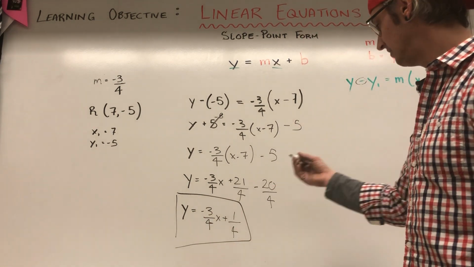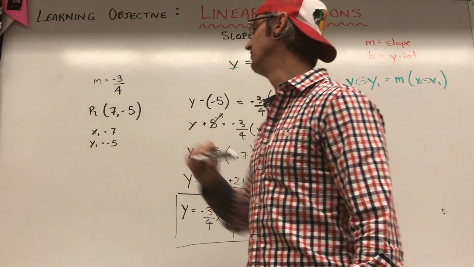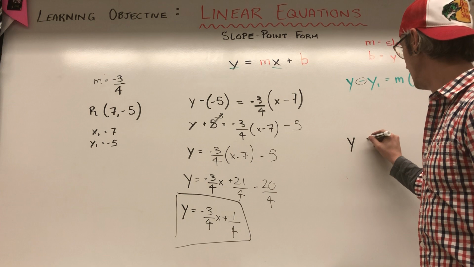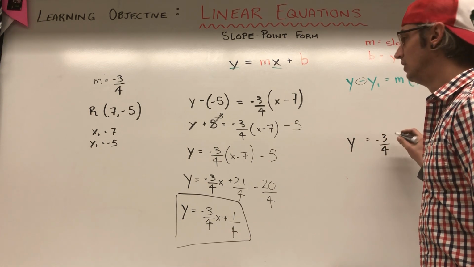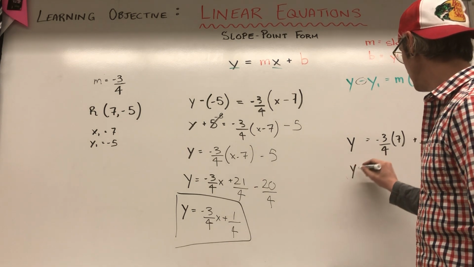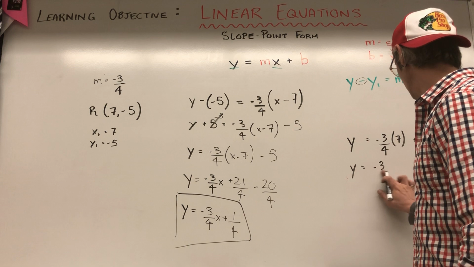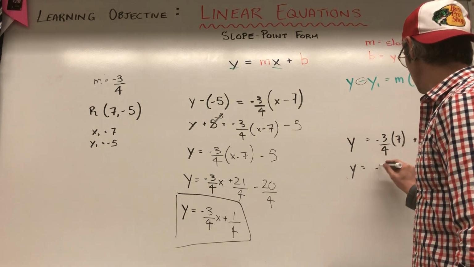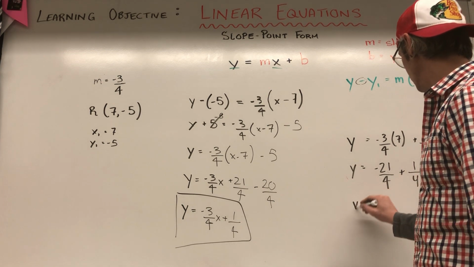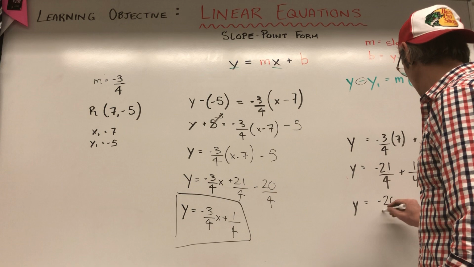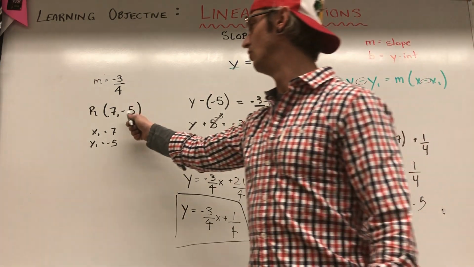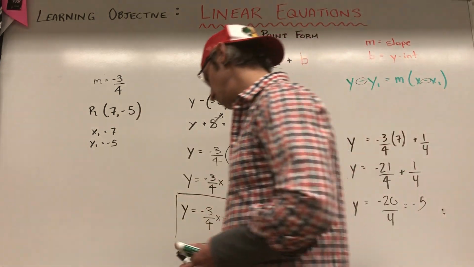And I can check that by saying, okay, if I input 7 for x, does it spit out -5 for me? So I go y is equal to -3/4 times 7 plus 1/4. And y is equal to -21/4 plus 1/4, and -21 plus 1 is -20/4, and -20/4 is -5, which is the expected y1. And that should be enough to get you going.